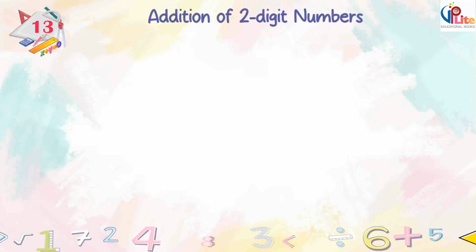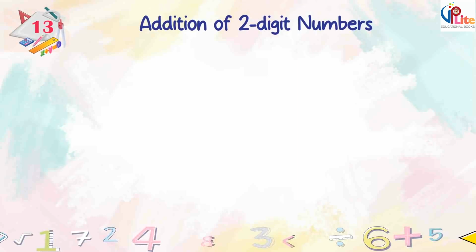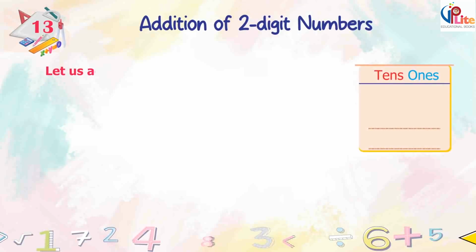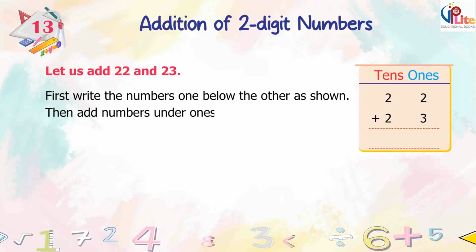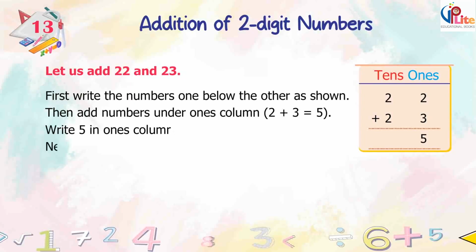Chapter 13. Addition of two-digit numbers. Let us add 22 and 23. First write the numbers one below the other as shown. Then add numbers under one's column. 2 plus 3 equals 5. Write 5 in one's column.